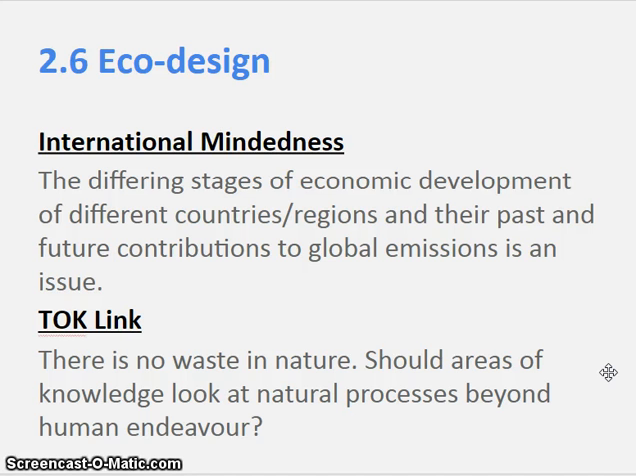International mindedness aspect of this: the differing stages of economic development of different countries and regions and their past and future contributions to global emissions is an issue. When you look at what countries are doing around the world to try to reduce their carbon footprint, their emissions, there's a huge difference between, for example, what the United States is trying to do and what China is trying to do. They approach it from different ways. Some people in the United States say that China and India and other developing countries aren't working hard enough, so that creates a little bit of friction between people from the different countries.